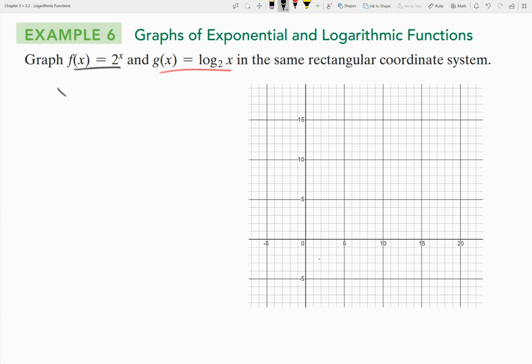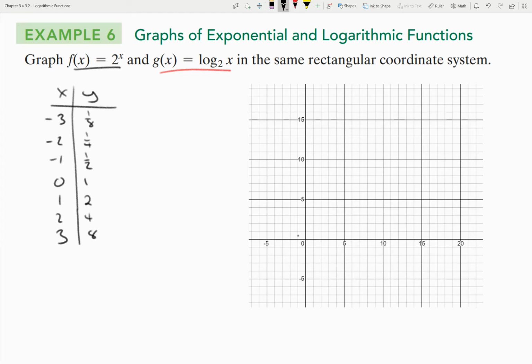Okay, so if I wanted to, I can make a table for my exponential function, right? If I plug in some negative numbers and some positive numbers, 2 to the negative third power is 1/8. That would be 1/4, 1/2. Anything to the 0 power is 1. 2 to the first power is 2, 4, and 8.